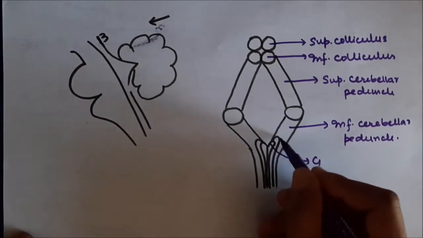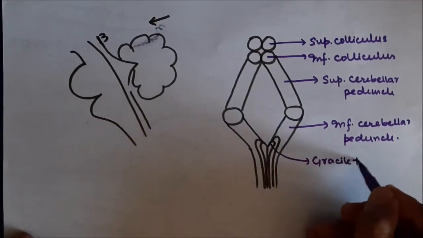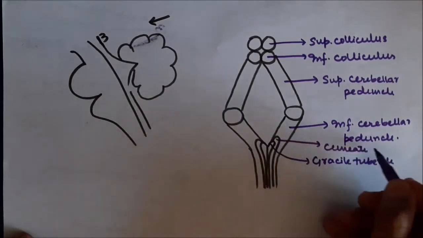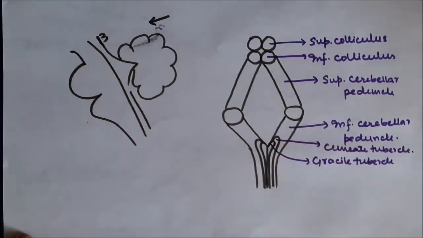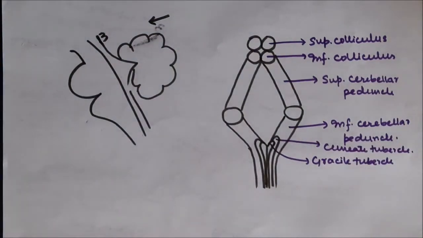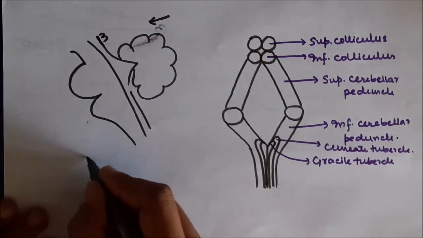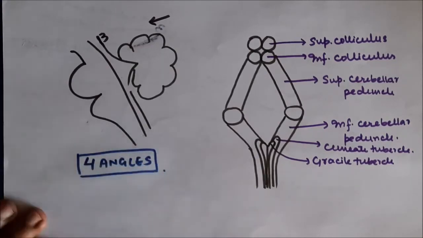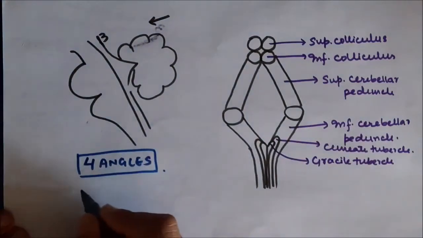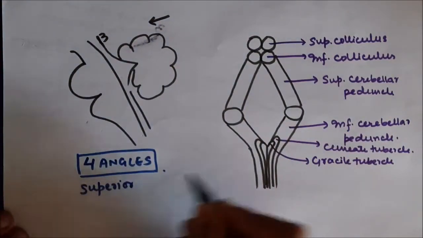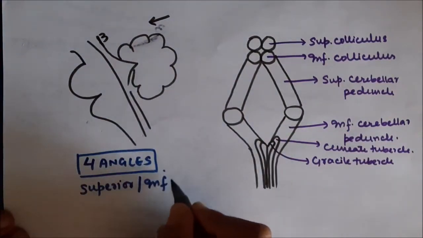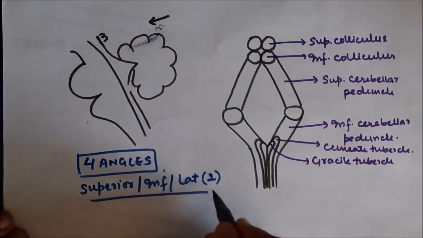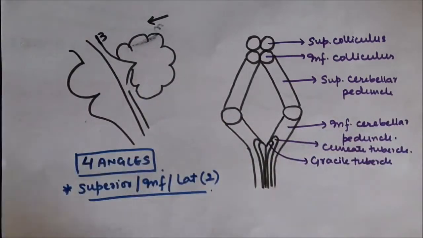These two tubercles, the medial one is called the gracile tubercle and the lateral one is called the cuneate tubercle. Now let us start our main discussion with the angles of the fourth ventricle. So there are four angles as it's rhomboid shaped. So there is a superior angle, an inferior angle and two lateral angles. So in total there are four angles of the fourth ventricle.